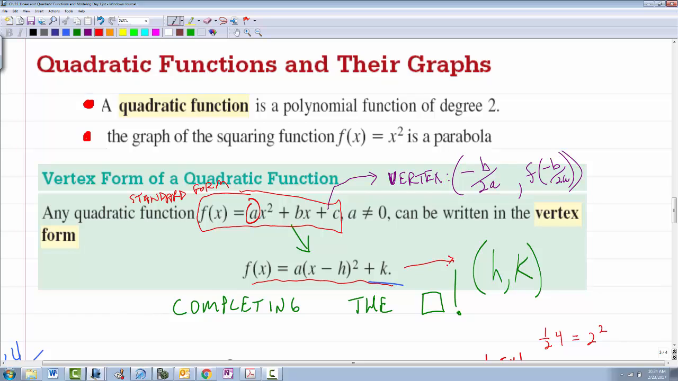The vertex is opposite of minus h, which is h, comma, same as k, h comma k. Remember that? Opposite same? Inside parentheses opposite, outside same. This tells you how far right and left you go, how far up and down you go. And what that does is makes a new vertex compared to just x squared, which would have a vertex at 0, 0.